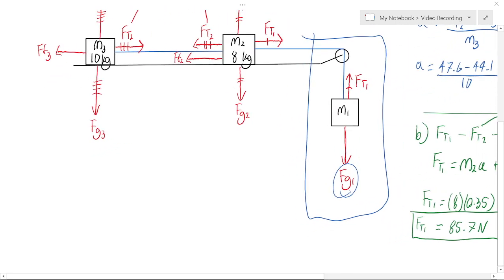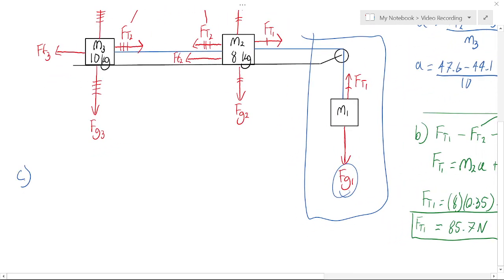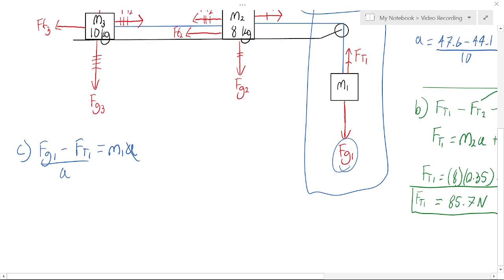So for part C, I'm looking at the net force statement for M1, the winners minus losers statement for M1. And I have here Fg1 as my winning force, and Ft1 as my losing force, equals M1A. There's no friction, of course, because it's not touching the table. It's hanging in the air off the edge of the table. And I can now find M1 by dividing both sides by A.